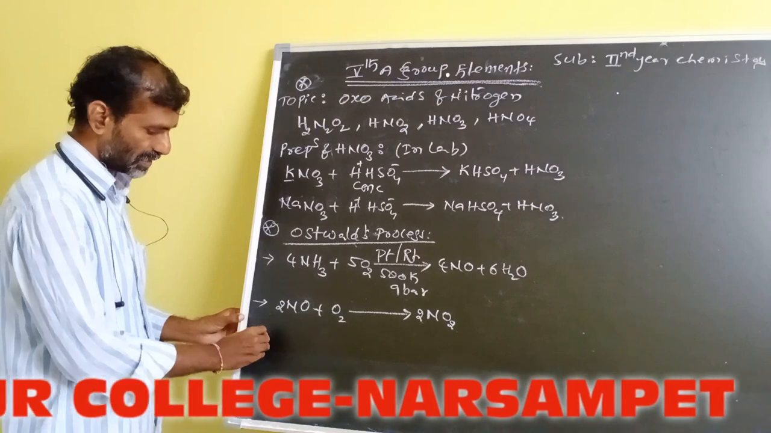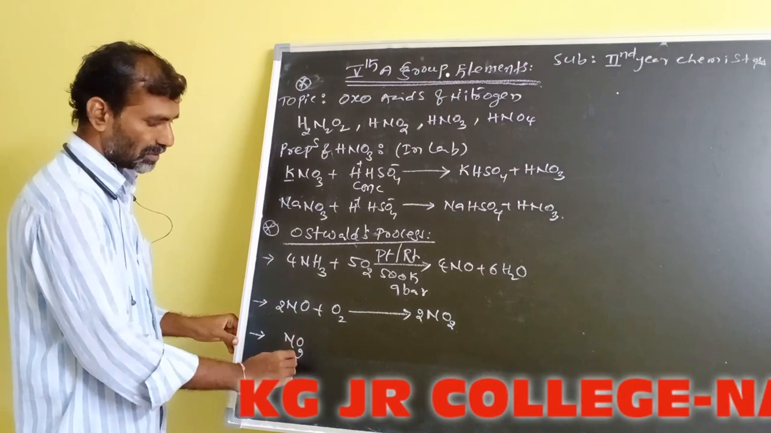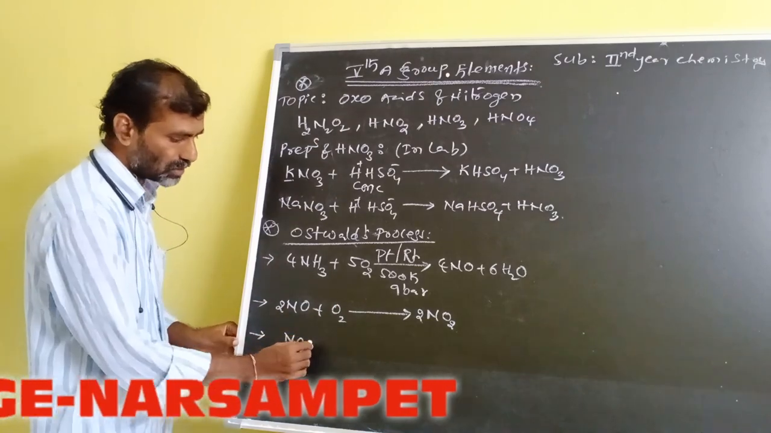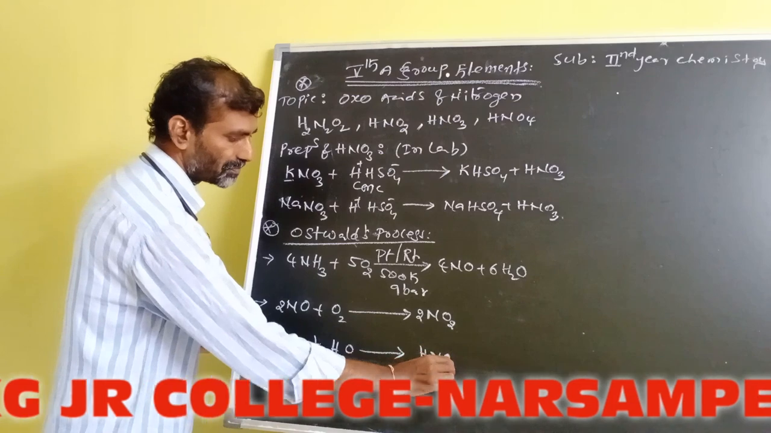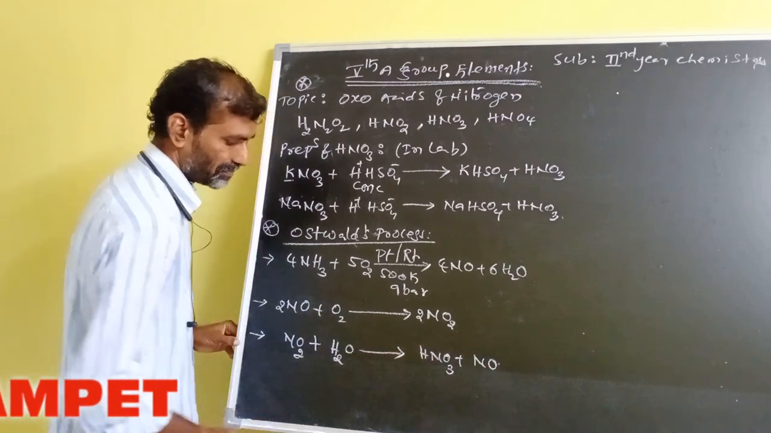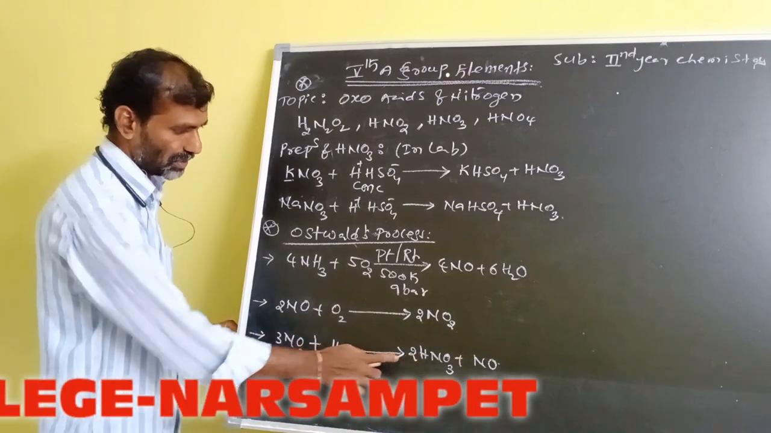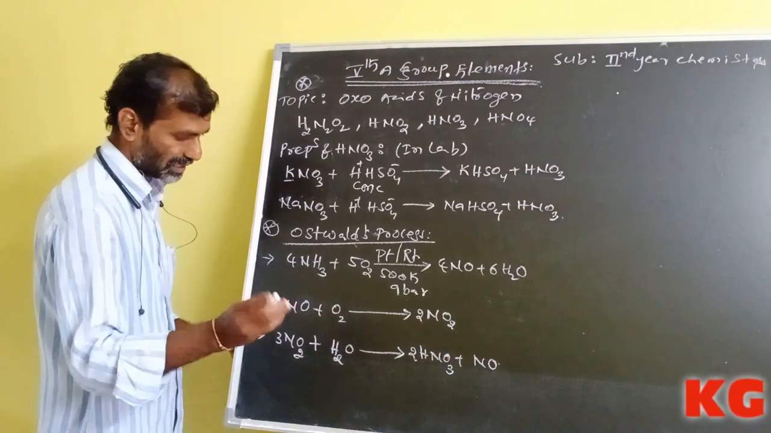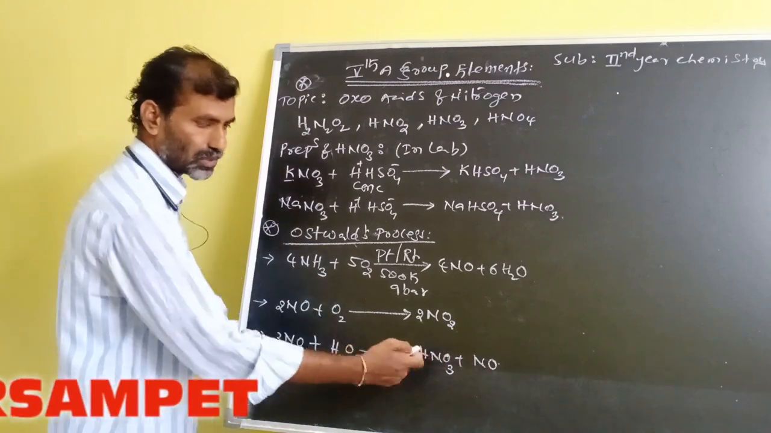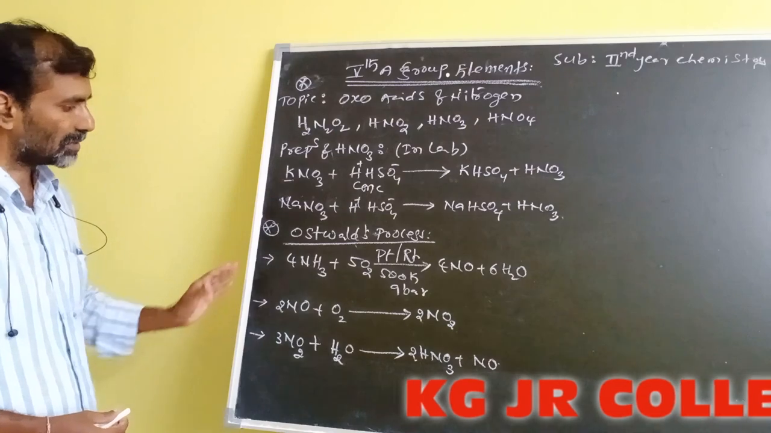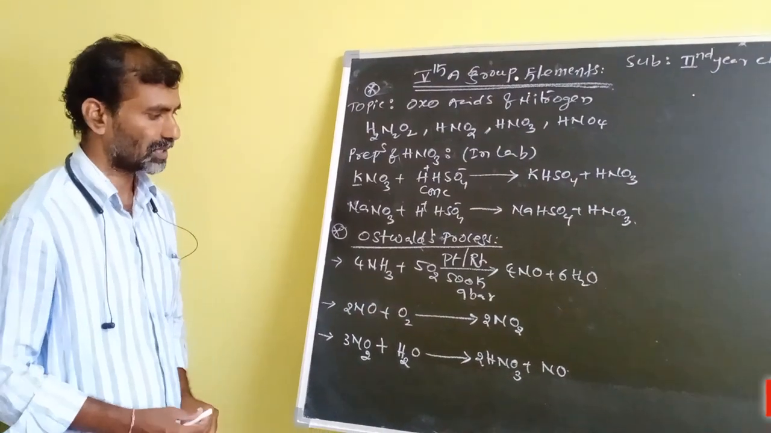And third step is the preparation of HNO3. Nitrogen dioxide dissolves in water to give HNO3 plus nitric oxide. 3 moles of NO2 and here 2 moles. 3 nitrogens, 2 nitrogens plus 1, 3 nitrogens; 2 hydrogens, 2 hydrogens; 6 oxygens; 1 oxygen, totally 7 oxygens. So this is about Ostwald's process, the preparation of HNO3.